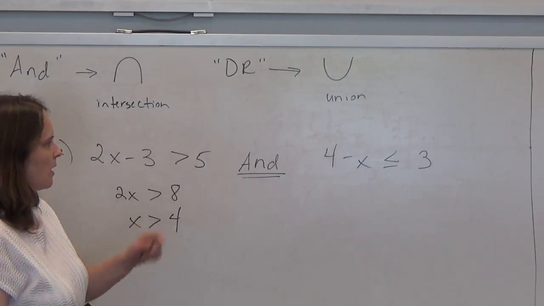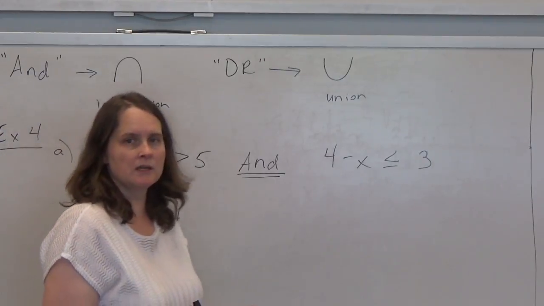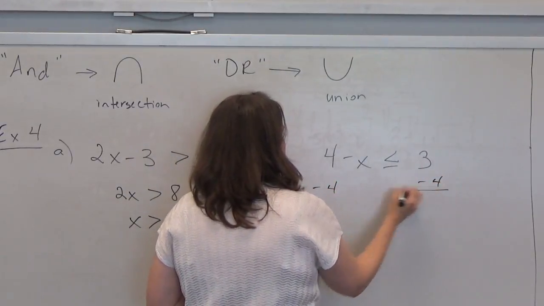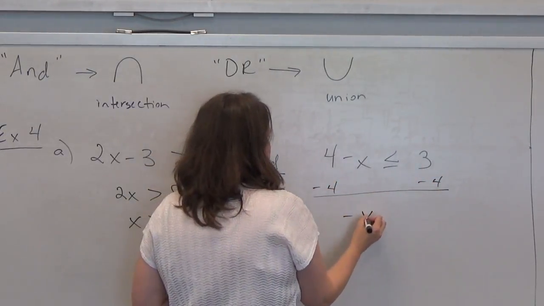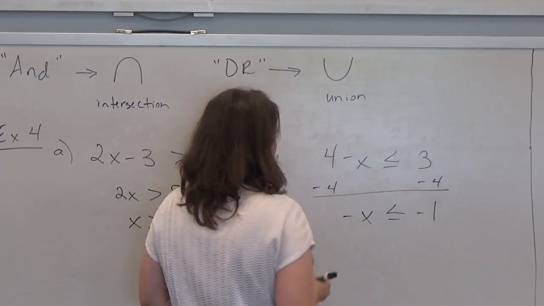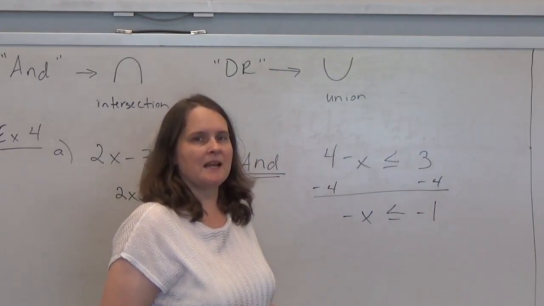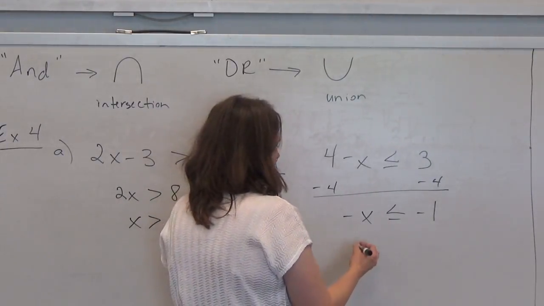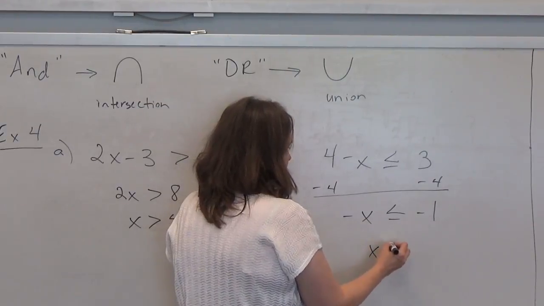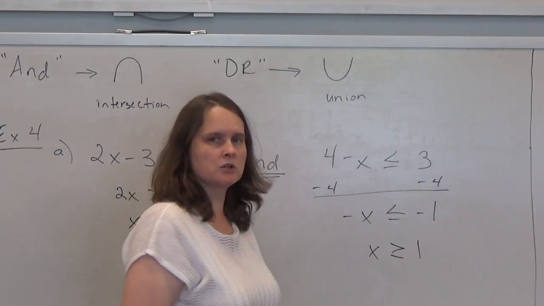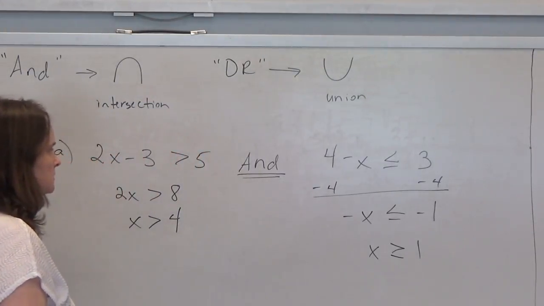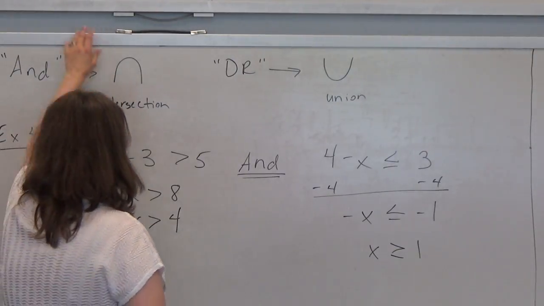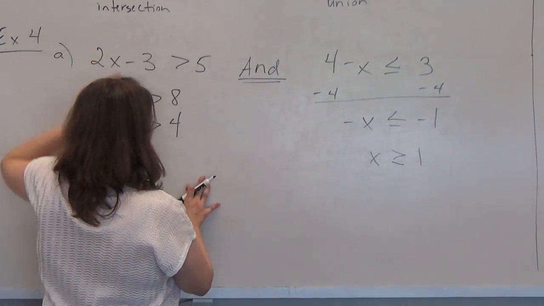And then the second inequality, again, we still want to keep x on the left side. So let's subtract 4 on both sides first. And we get negative x less than or equal to -1. So we need to divide both sides of this by -1. Or you can think of this as multiplying both sides by -1. Either way, you should have positive x is greater than or equal to 1. So make sure you remember to flip your inequality since you're multiplying or dividing by a negative. So these are our two pieces. We've got x is greater than 4 and x is greater than or equal to 1.